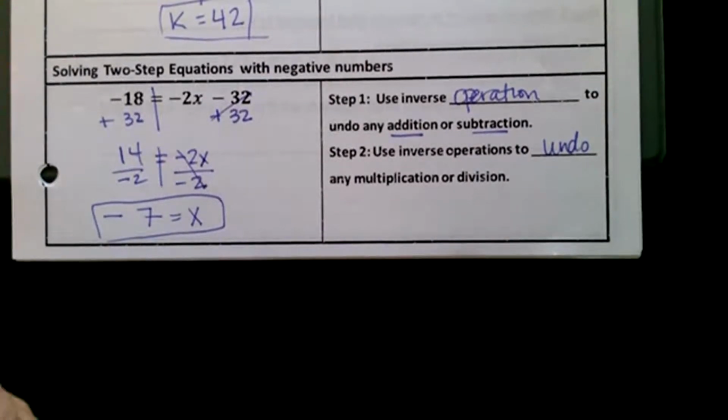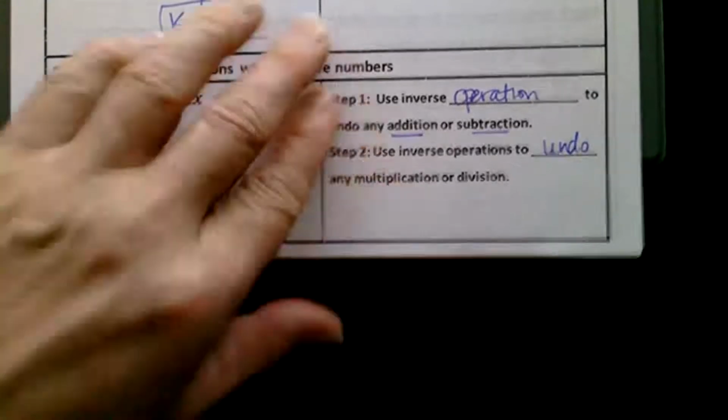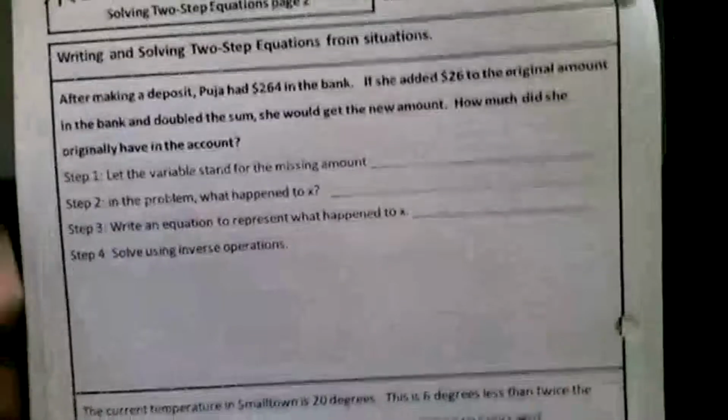We're going to write the equation from a situation and then also solve it, okay? So we're going to put this lesson together with the last lesson. Now we're going to write and solve, okay? So next page, we have two situations. We're going to write and solve the two-step equations.